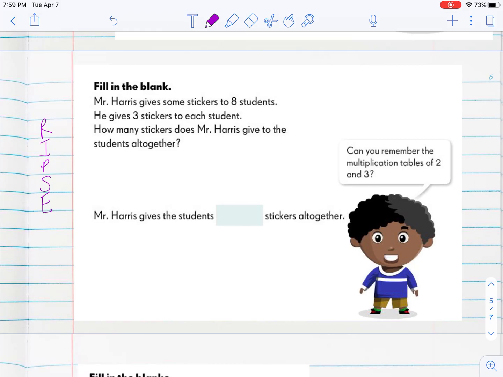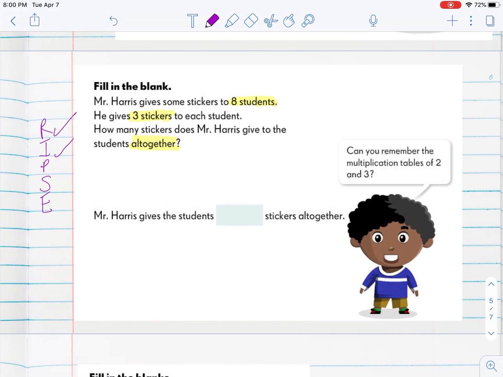Fill in the blank. Mr. Harris gives some stickers to 8 students. He gives 3 stickers to each student. How many stickers does Mr. Harris give to the students all together? Okay, I've gone ahead and read and investigated that problem.